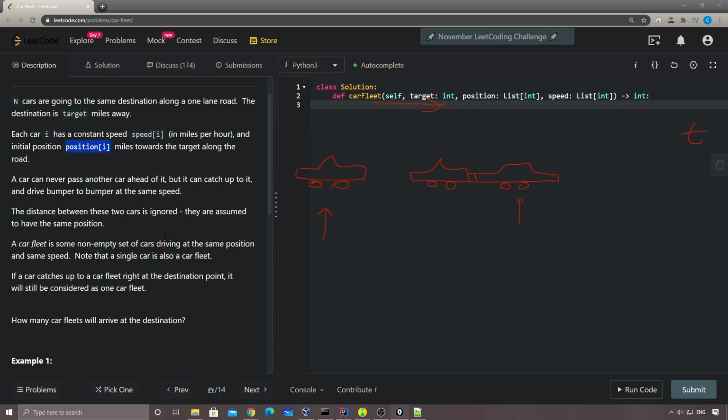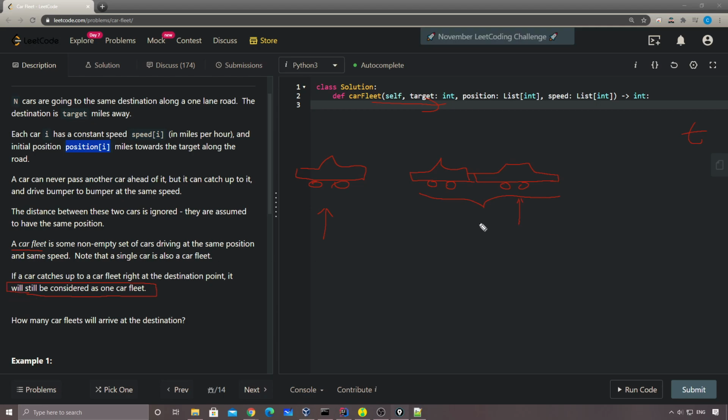Okay, so that's the constraints. Whenever there are more than one car like this, those cars are considered a fleet. Also, a single car is a car fleet. And if a car catches up to a car fleet right at the destination point, it will still be considered as one car fleet.